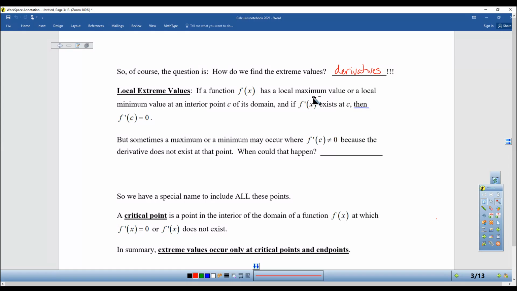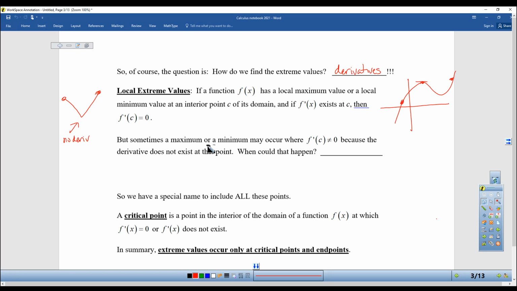If a function has a local maximum or a local minimum at an interior point of its domain, so whatever the domain is, I'm going from here to here, let's say, and if the derivative exists, so it's continuous because, you know, here, this one is continuous, but there's no derivative there. But if the derivative does exist, because it's nice and smooth, not pointy, then that derivative is going to be equal to 0. That's all that's saying.